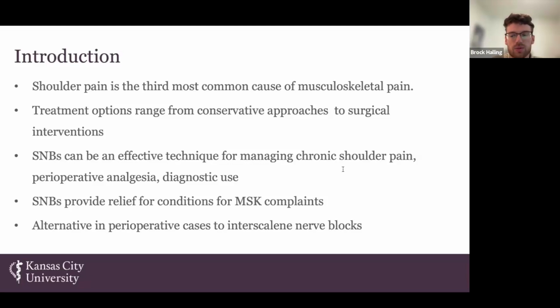Another consideration for suprascapular nerve blocks is they offer an alternative to interscalene nerve blocks in perioperative cases. This is especially useful in patients with pulmonary or respiratory considerations, such as patients with COPD or lung cancer, where an incidental phrenic nerve block, or even worse, a lung puncture, could lead to much greater complications and distress. They want to stray away from that as far as possible, and so a safer approach is desired.